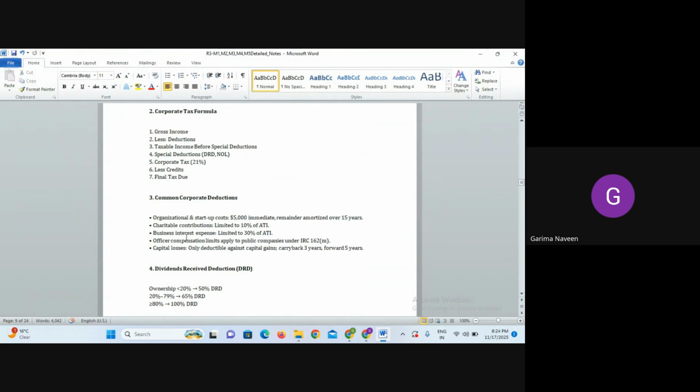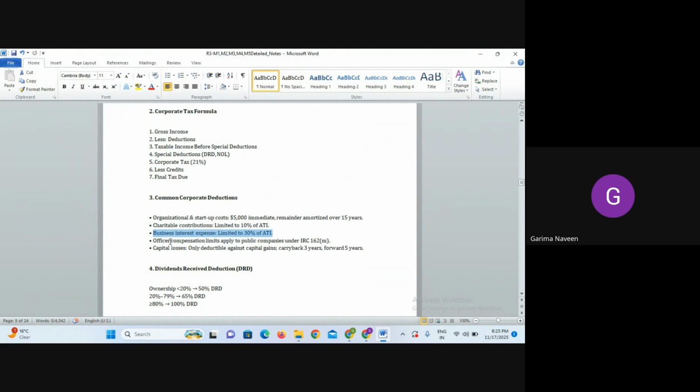Okay. You also have charitable contribution that you can get the deduction, but the limit for deduction is up to 10% of your ATI, okay, adjusted taxable income. Next, you have business interest expense. So, for example, if you have taken certain kind of loan to run your business and you have business interest expense on this loan, then it will be subjected to certain limitation. But this limitation is only for the large organization, which have their gross receipts more than 30 million.